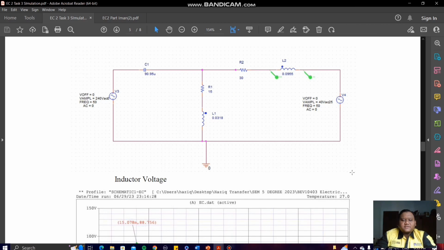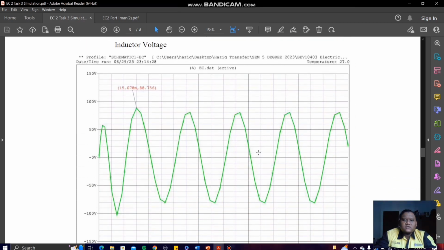Today I will present the simulation for the assignment project to find the inductor current and voltage from the simulation. The simulation is done using PSpice, and to find the inductor voltage, we put a voltage probe on the inductor. After we run it, the probe will show the waveform of the voltage.